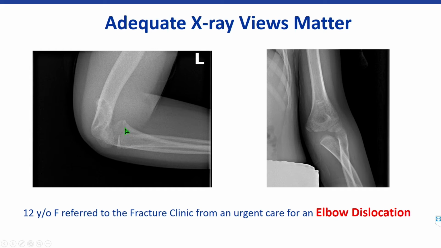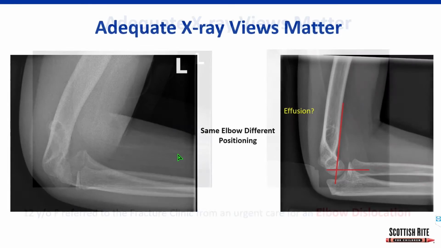So a lot going on here that leaves me concerned about the image quality or the adequacy of the image itself. Same with our AP. It's not necessarily a great AP. You can see it's a little bit rotated, but more so I'm concerned on this lateral view. So what happens when we repeat it?